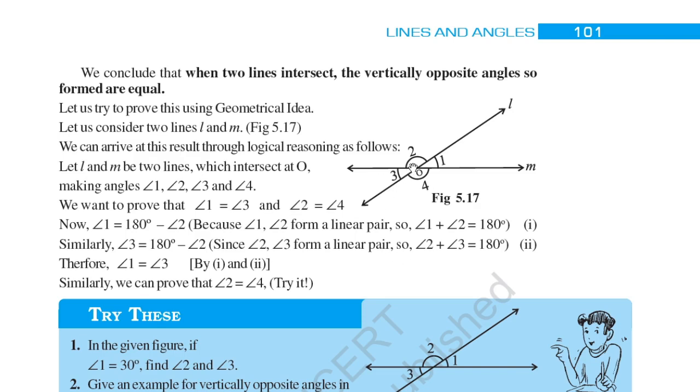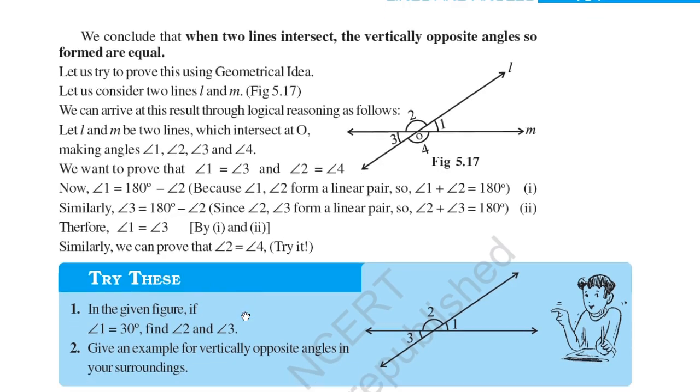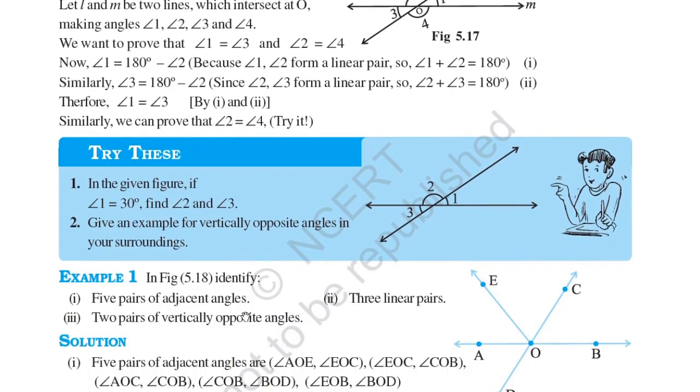So they are taking this line. I have by mistake taken this line, and it's not this. We are taking this line, line L. So these two are forming a linear pair. So this whole is 180. So angle 3 is equal to 180 minus angle 2. So you can see here angle 2 and angle 3 form a linear pair. So angle 2 plus angle 3 is equal to 180. So angle 1 is equal to angle 3, by the two equations. Similarly, we can prove angle 2 is equal to angle 4 by taking other sides. So you can see that.